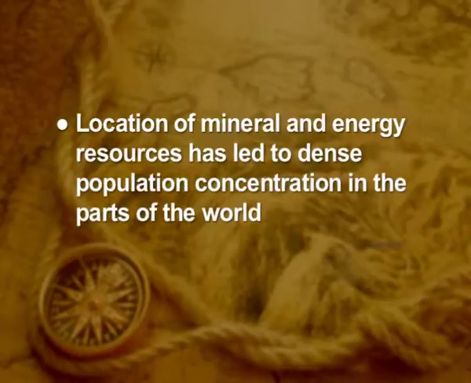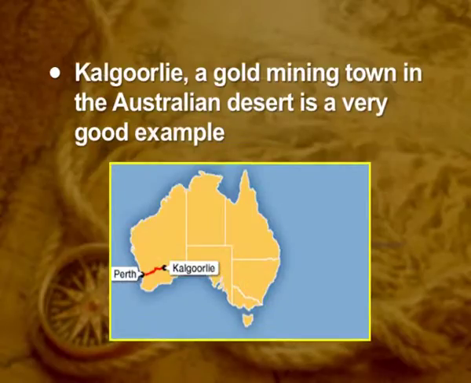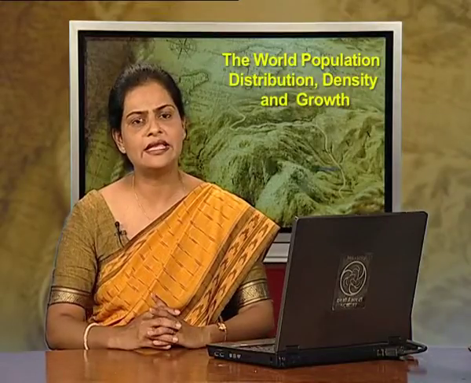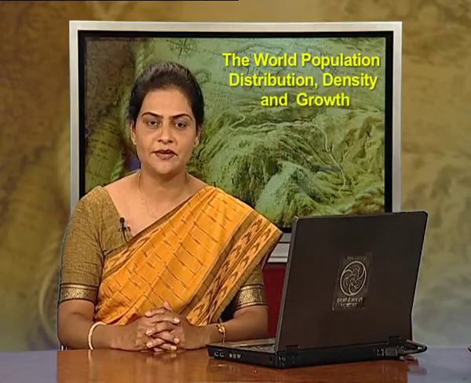Location of mineral and energy resources has led to dense population concentration in parts of the world. Kalgoorlie, a gold mining town in the Australian desert, is a very good example in this regard. Many more examples can be cited from elsewhere in the world.